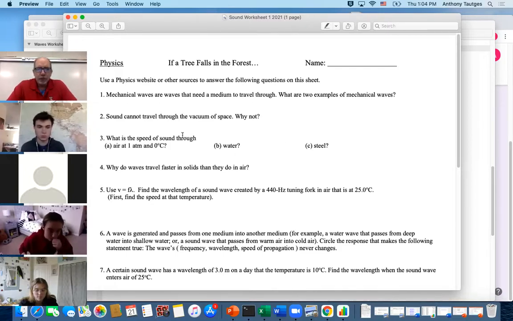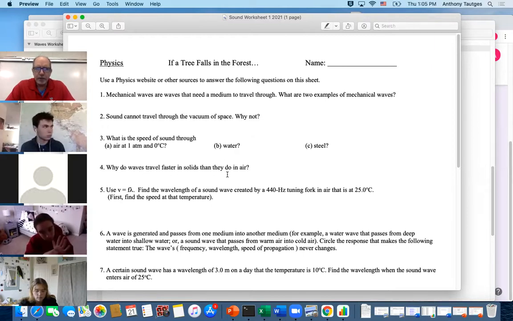Okay. What's the speed of sound through air at 1 atmosphere and 0 degrees Celsius? 331.5 meters per second. Through water, about 1,500 meters per second from our notes. And through steel, about 5,000 meters per second. By the way, I'll never ask you the speed of sound through water or through steel. You will need to know the speed of sound through air because we'll need that to do problems.